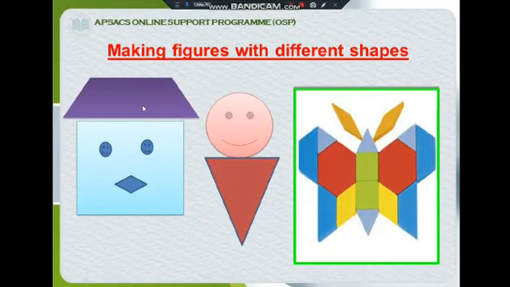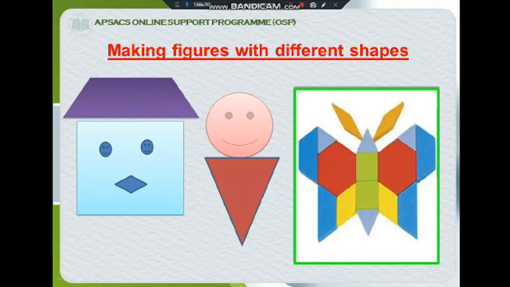Okay students, when you make figures with different shapes, you can see how to use the shapes. Here is a trapezium and a square, we have made a house. Here is a triangle and a circle, we have made an ice cone. And here are some other shapes in which we have made this butterfly.